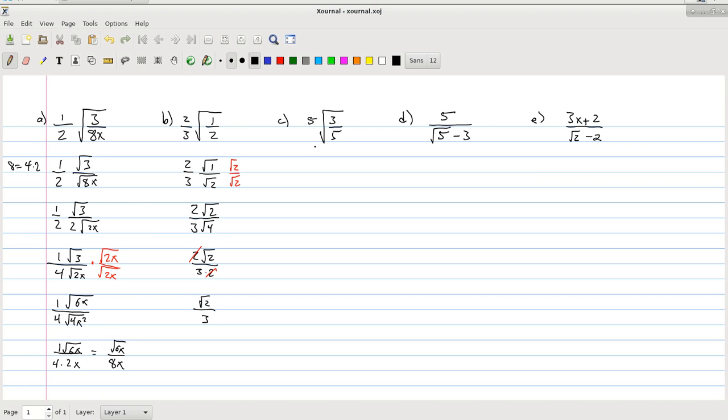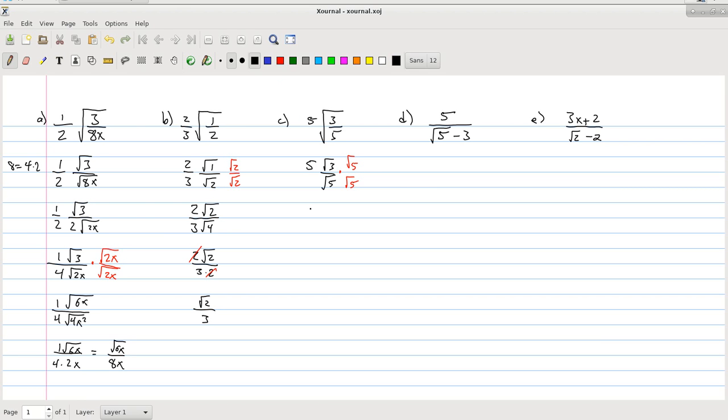Part C, 5 times the square root of 3/5. We have a fraction inside the radical, so the first thing we'll do is write this as two separate radicals. This is the square root of 3 over the square root of 5. Next, we don't want to have a radical in the denominator, so we can rationalize by multiplying numerator and denominator both by square root of 5.